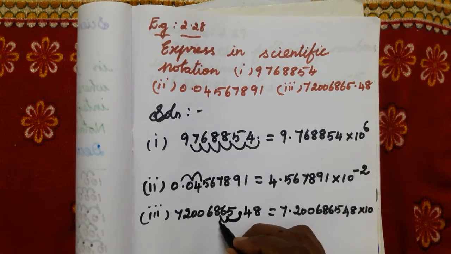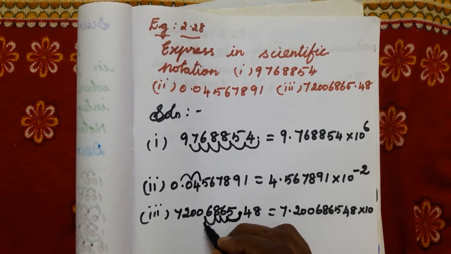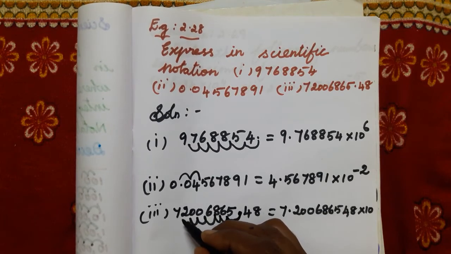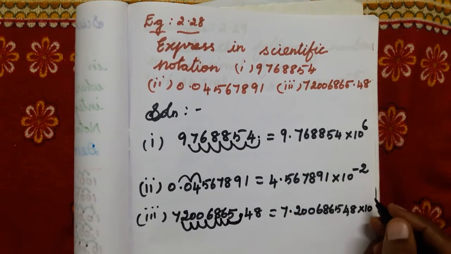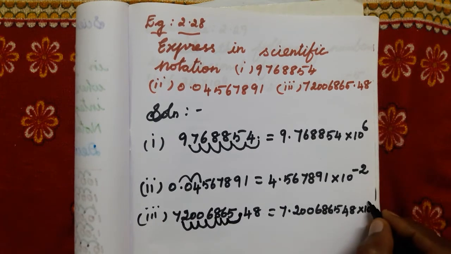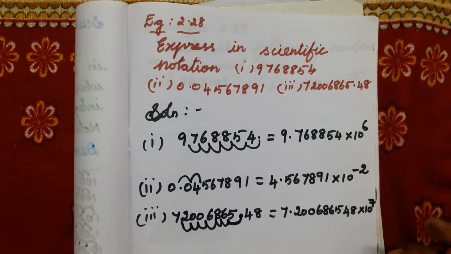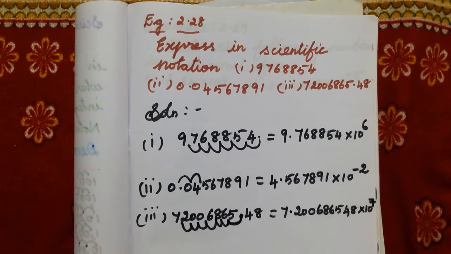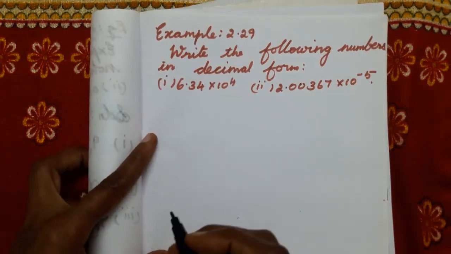1, 2, 3, 4, 5, 6, 7. Okay, 7 digits. Right or left? We moved left. So 10 power plus 7. What is the answer? 10 power plus 7. Okay, are you able to understand this? Now I am going to explain example 2.29.